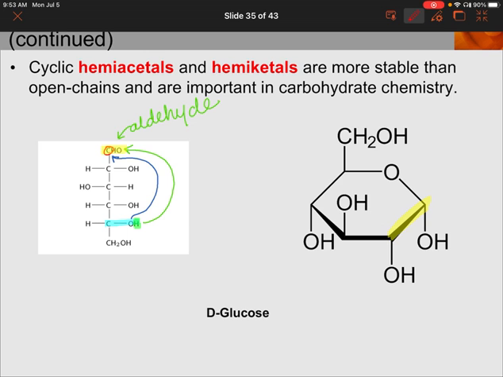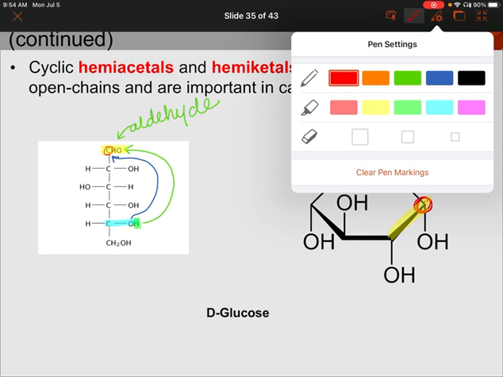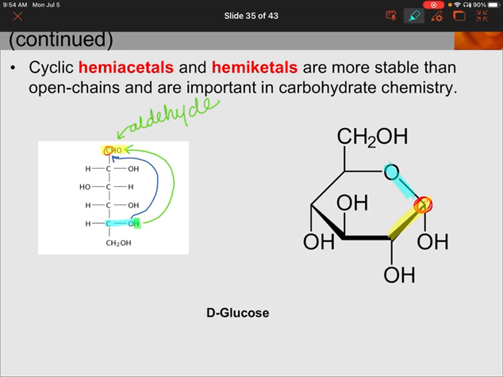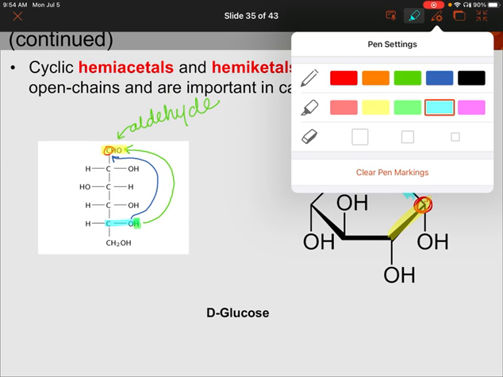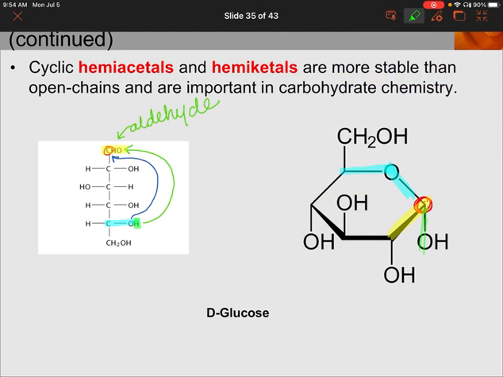So this carbon here is this carbon here. And then we've got our OR group, oops, off to the side. And we've got our OH group down here. So glucose is often found in its hemiacetal form because it is more stable.